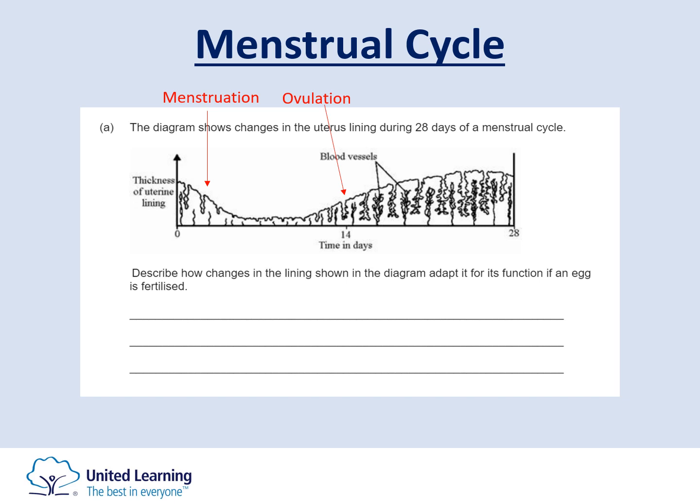So in this question, it says, describe how changes in the uterine lining shown in the diagram adapt it for its function if an egg is to be fertilized. So remembering what I said, the uterine lining is going to be providing nutrients and blood flow to the fertilized egg. I'd like you to pause your video here and have a go at that question, and we will look at the mark scheme in a few moments.